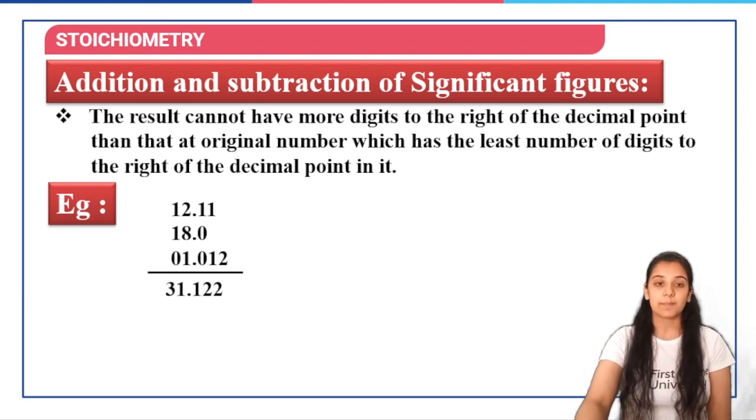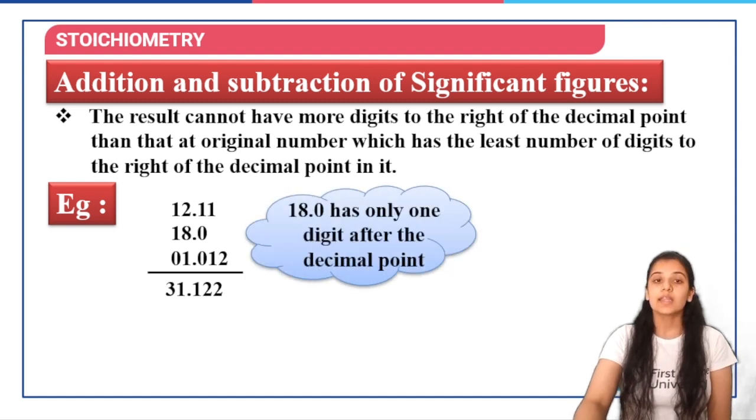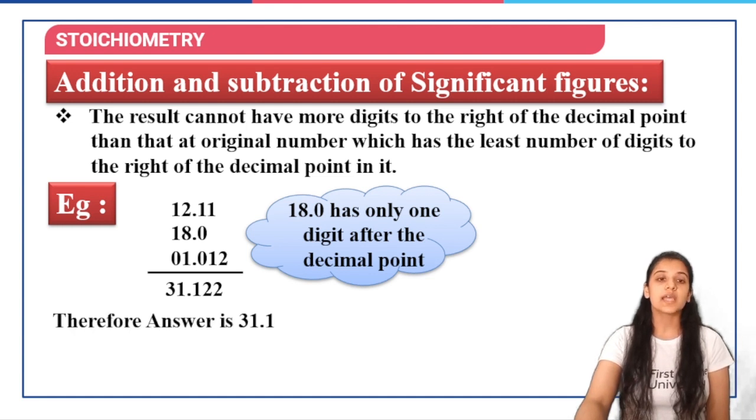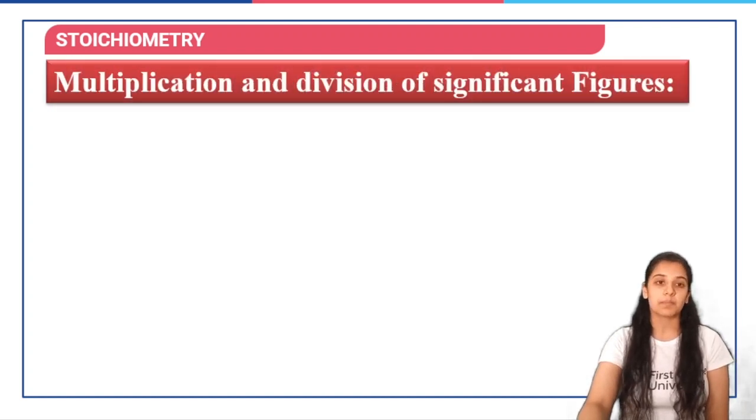When I add them, if you see, 18.0 has only one digit after the decimal point. Therefore, the answer is 31.1. So when you are adding so many values together, the value that will have the least number of significant digits after the decimal is going to decide how you are going to report the answer in terms of significant numbers.